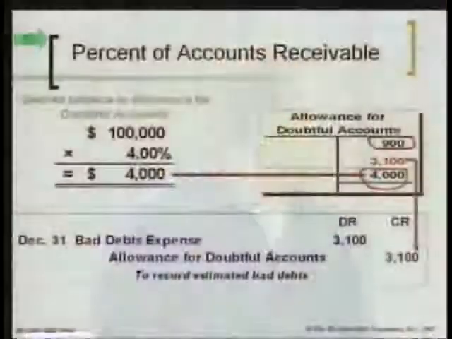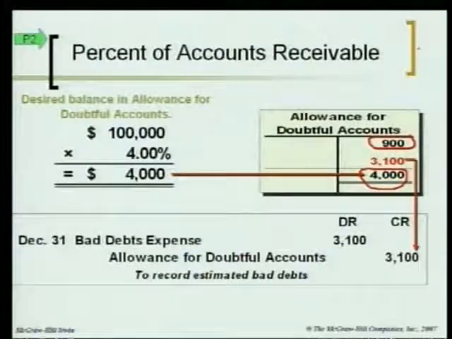Going to the screen, if this had a beginning debit balance of $900 on the debit side, do you see we would actually have to credit allowance for doubtful accounts for $4,900 to bring it to the $4,000. Do you see that?